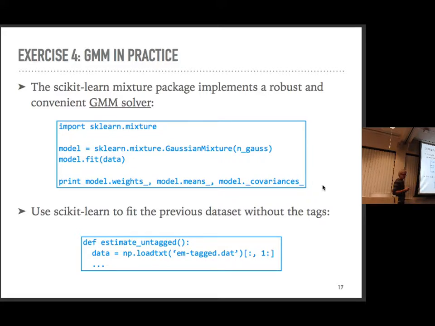Okay, so what I want you to do is take the same data set you already loaded and fit it using sklearn. But now you're not allowed to use the tags. We're going to fit the same data set, but I want you to throw away the tags. So this is how you do that. You just take a slice that ignores the first column, which had the truth tags in it.